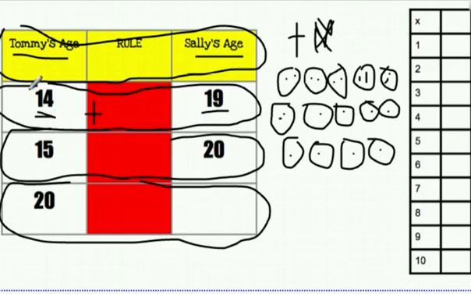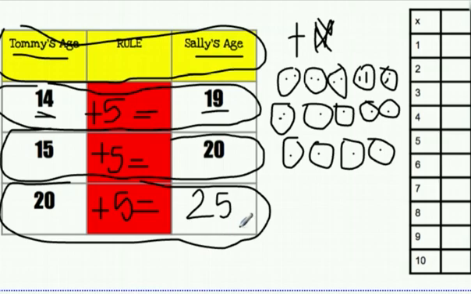So now I'm going to see what can I add to 14 to get to 19. So 14, 15, 16, 17, 18, 19. So plus 5. Okay. Let's see. Now what I do to these two numbers, I have to do to these two numbers. So we're going to do plus 5. And ask yourself, if 15 plus 5, does that equal 20? Yes, so I'm doing good. So 20 plus 5 would equal 25. So when Tommy's 20, Sally will be 25. And again, I'm adding because the numbers are getting bigger and I could not find the 1.